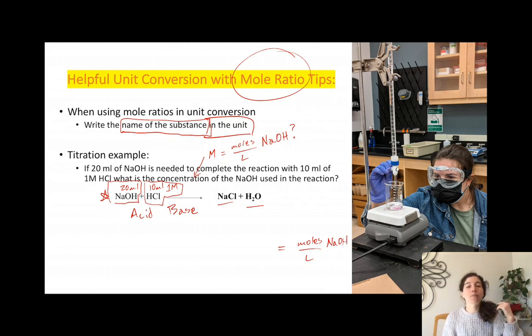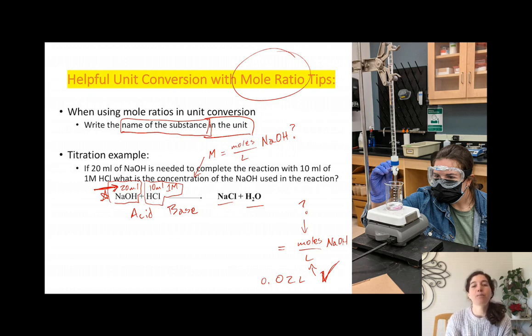So we need to know how many moles of NaOH we have and how many liters we have. How many liters? We know because that value is given to us right here. We can simply convert this into liters: 0.02 liters. That's how much we have. So that value is good. In reality, we're trying to find how many moles of NaOH we have.